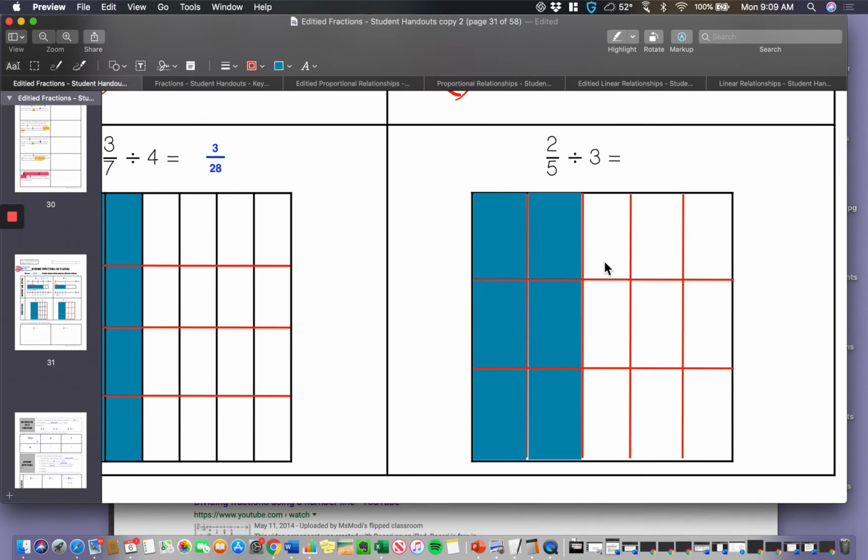So now that I have a brand new grid here, I need to know the total amount of pieces in the top left corner, which is 2. And the total amount of pieces in the entire thing, which is 15.